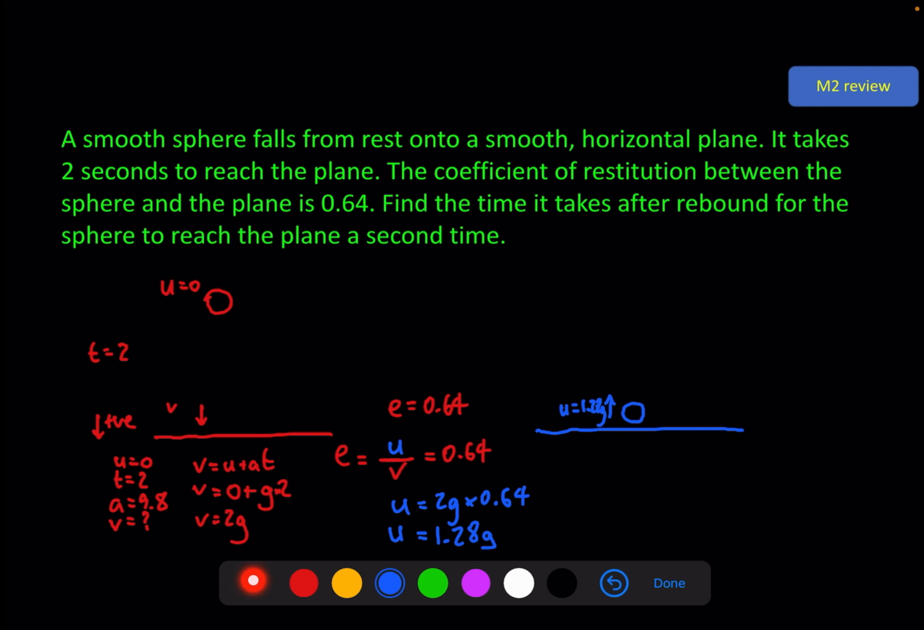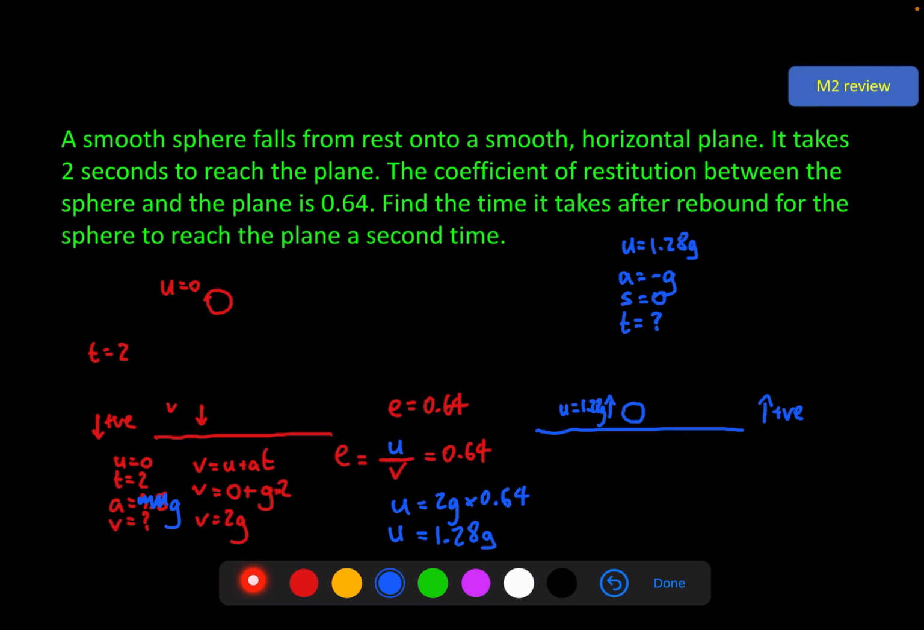And now I have another constant acceleration question. So let's take upwards to be positive now. Then I have u is equal to 1.28g. a is equal to negative g. Change this over here to g, just because it was annoying me. t is the thing that we want, and we also know the displacement because we want the time from when the ball starts to come back up to when it hits the surface again for a second time, so the displacement from where it is now will be 0.